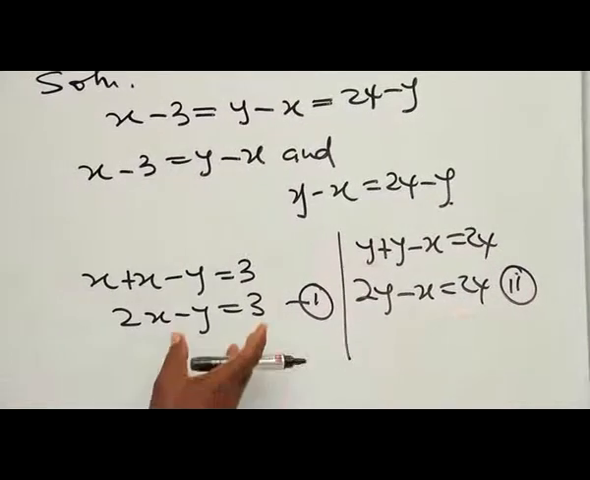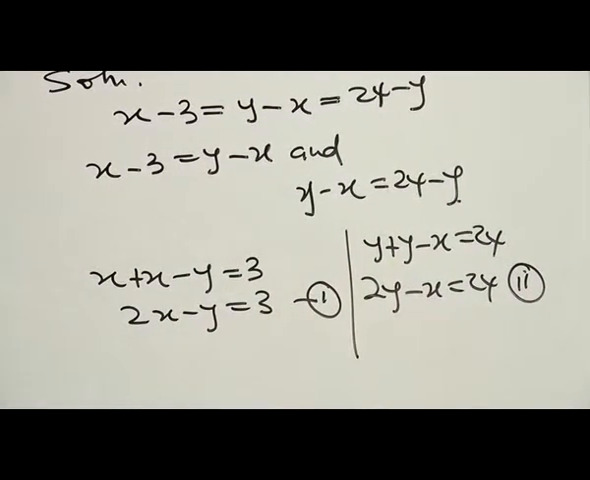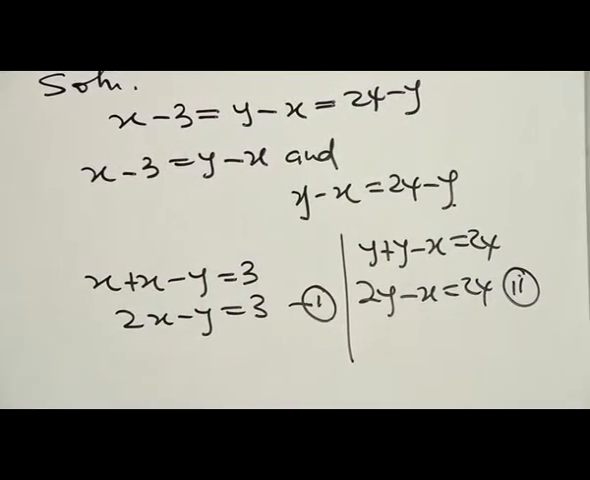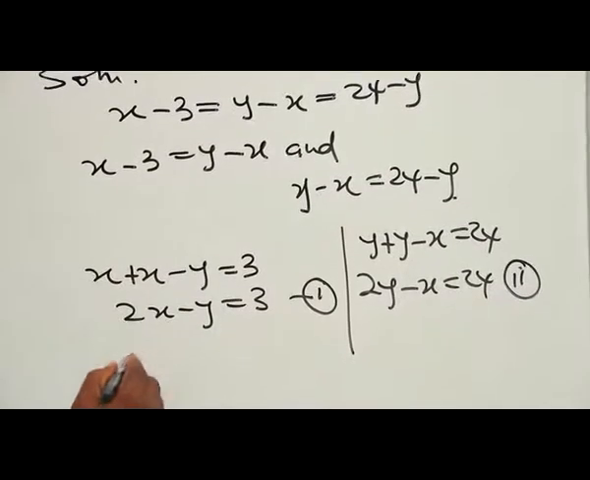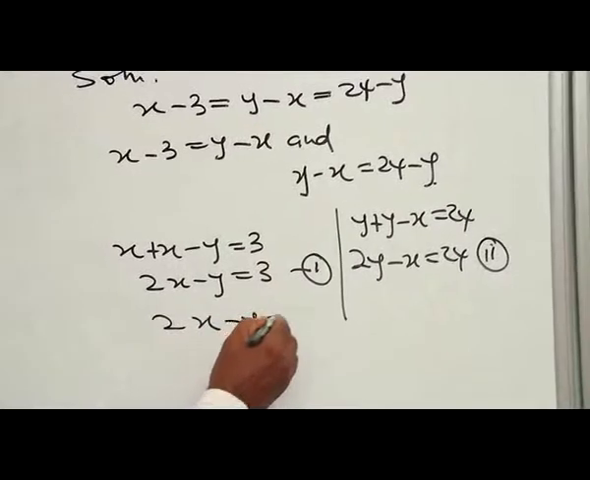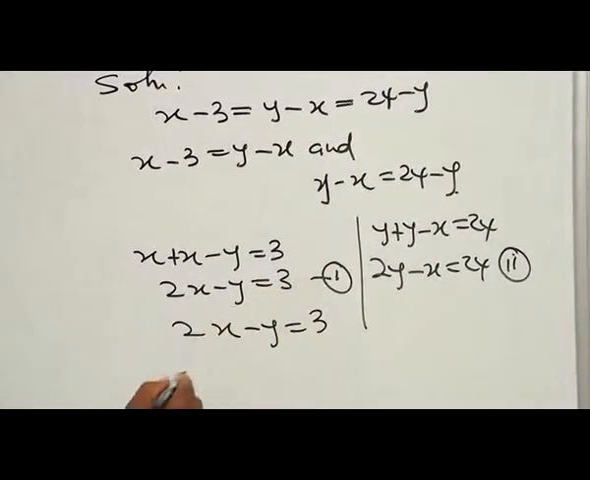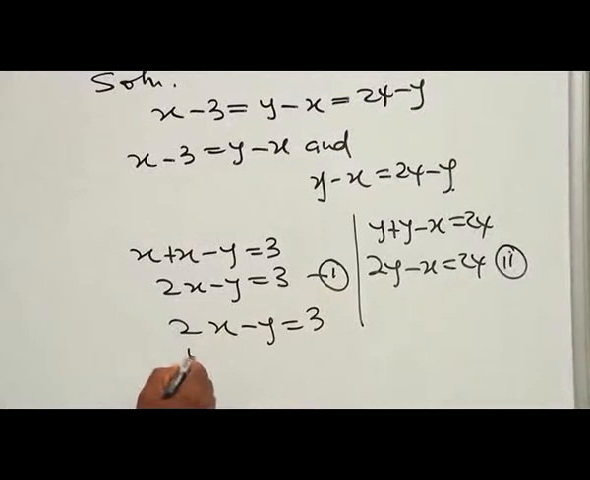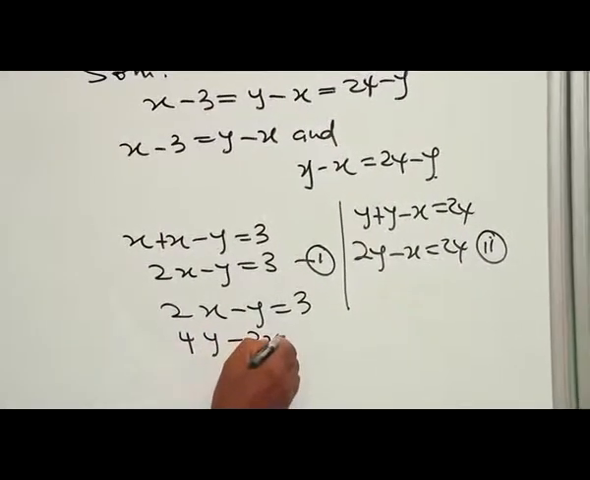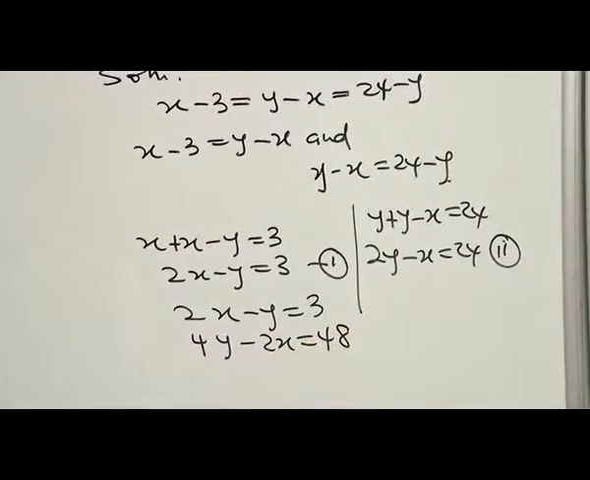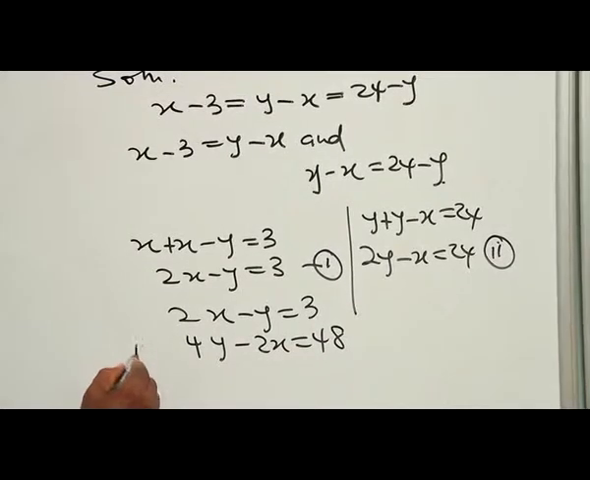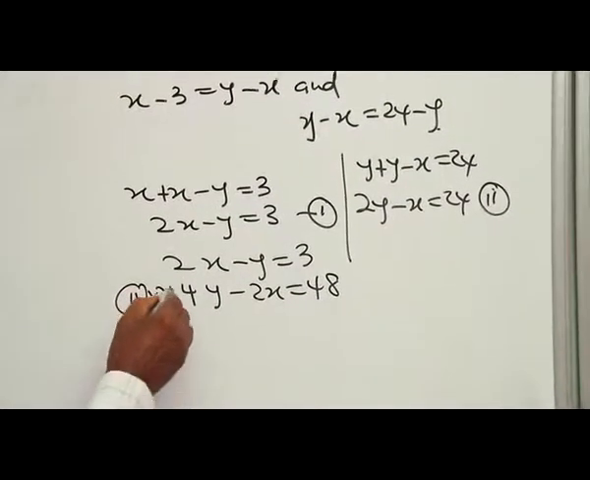With equation 1 and equation 2, we can therefore find the value of s and y by solving the two simultaneously. In this case, you have your 2s minus y equal to 3, and in the other case, you can multiply by 2, that will be 4y minus 2s, and is equal to 48. Multiplying the second equation by 2.